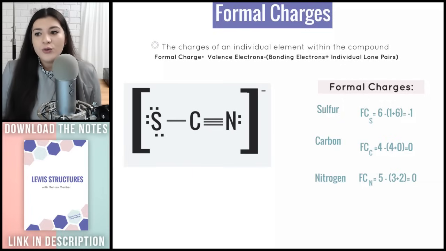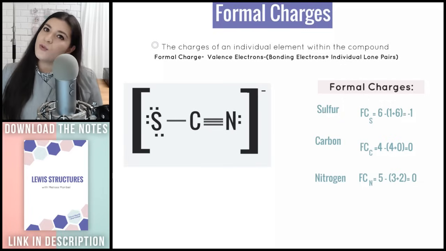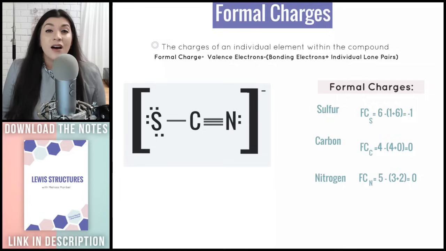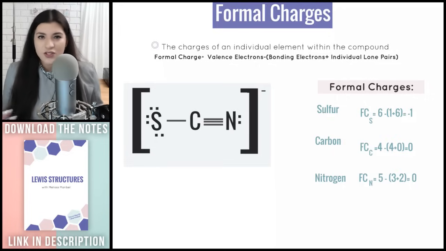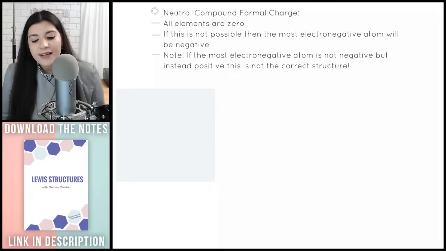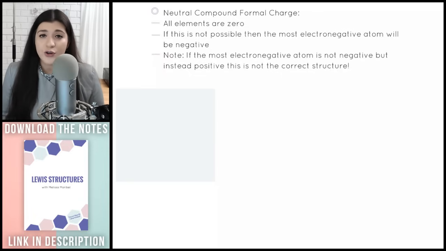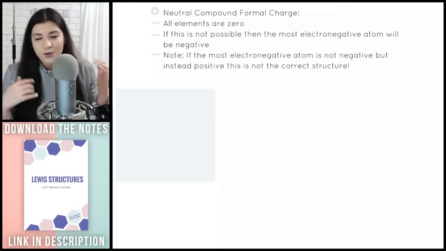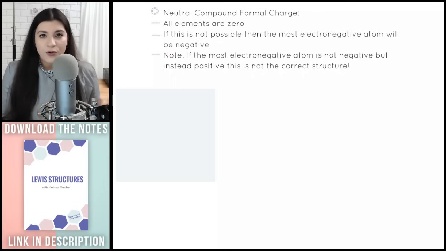Let's get into how you can tell what formal charges you're going to want depending on the structure, or depending on the charge, really. So let's say we had something that was a neutral compound. We want all the elements to have a formal charge of 0. So we want all of our formal charges to be 0 for a neutral compound. That's going to be our happiest or best structure. And that's, of course, if it's possible to do so.